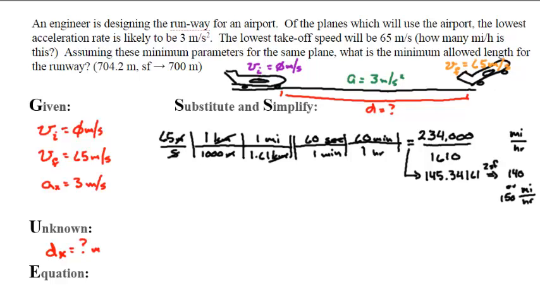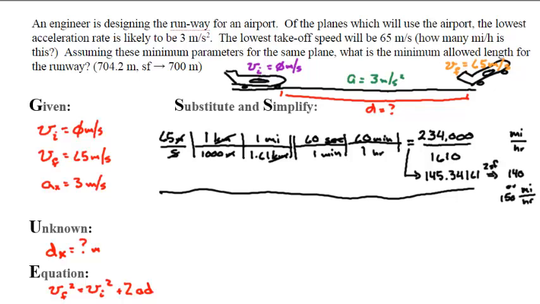And so the formula that I'm going to use is velocity final squared equals velocity initial squared plus 2 times the acceleration times the distance. So if I replace numbers for letters, I have a velocity final of 65 squared equals 0 squared plus 2 times the acceleration of 3 times distance, which I don't know.